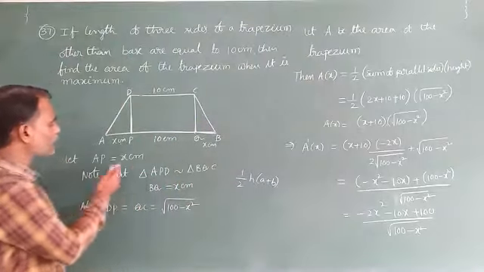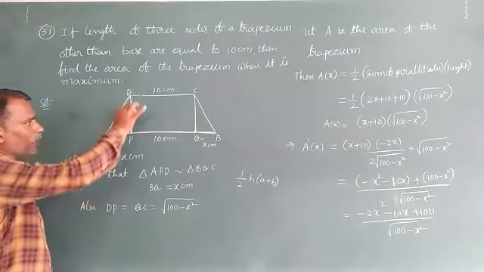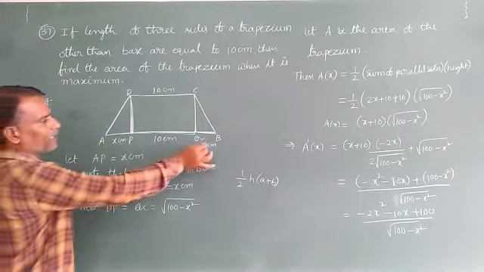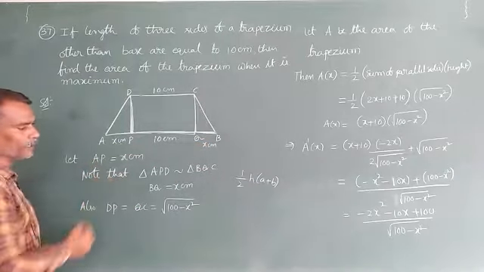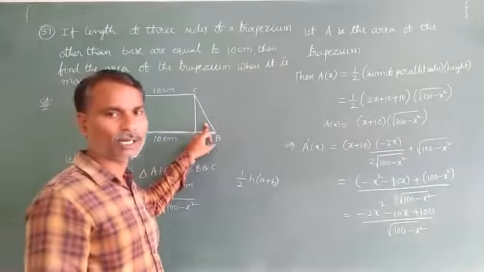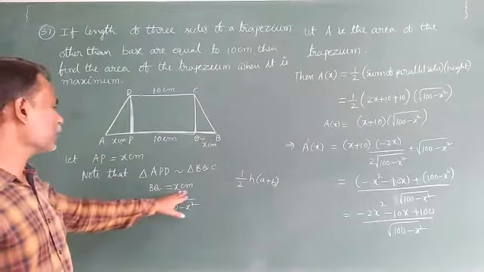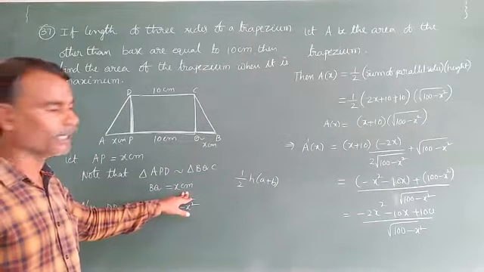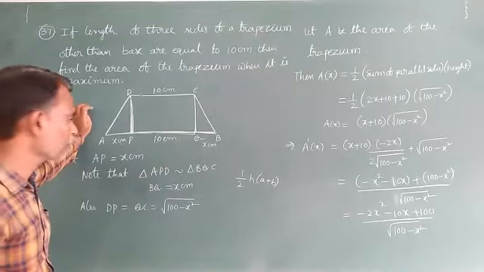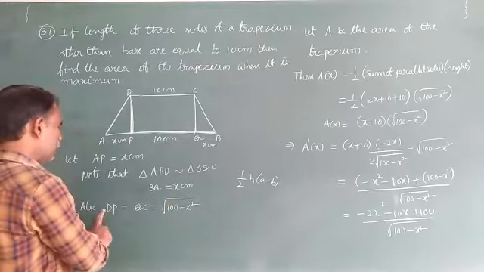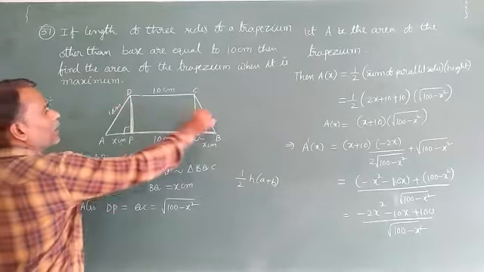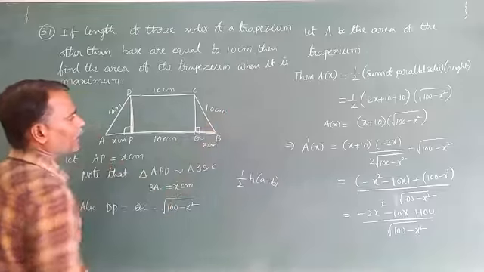Okay students, when we draw like this, you will get x centimeter and x centimeter. Note that triangles APD and BQC are similar, so corresponding sides are equal. So BQ is x centimeter, and DE is the height. Now it is a right angle triangle with hypotenuse 10 centimeter.